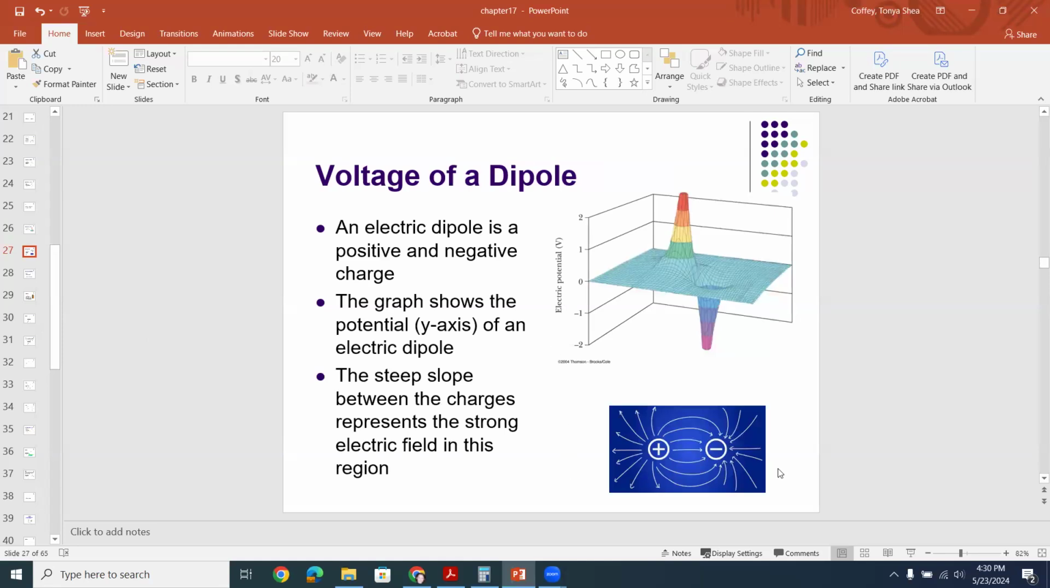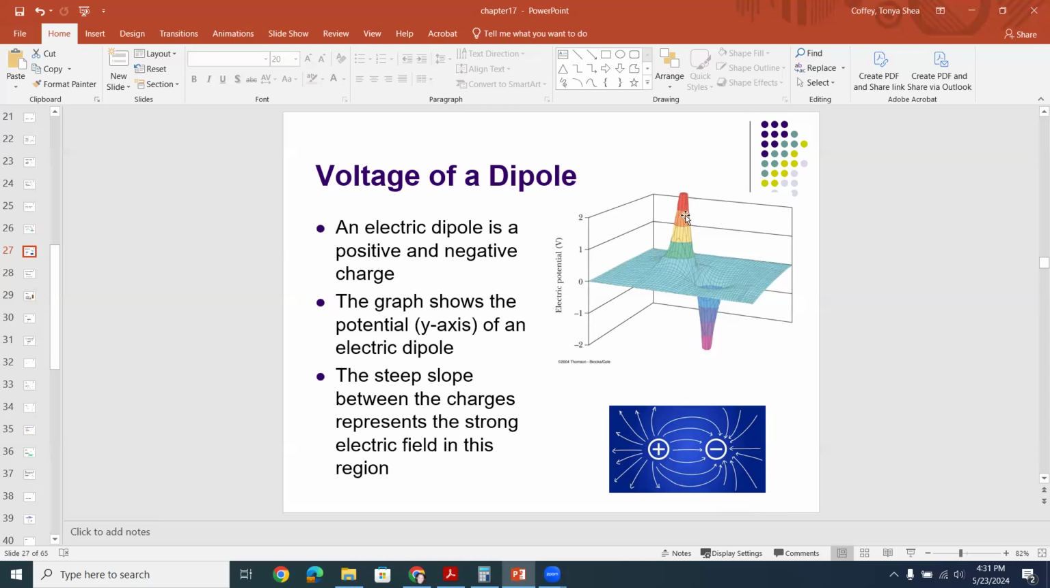Now, we talked about dipoles briefly, but I'm not sure if we defined them very carefully. So let me go ahead and remind you or define the fact that an electric dipole is a positive and a negative charge that's equal in magnitude and separated by some distance, usually a pretty small distance. Here, this is a picture of what the electric field lines would look like for an electric dipole, and we talked about that in a previous lecture. And then up here is the picture of what the voltage would look like for an electric dipole.